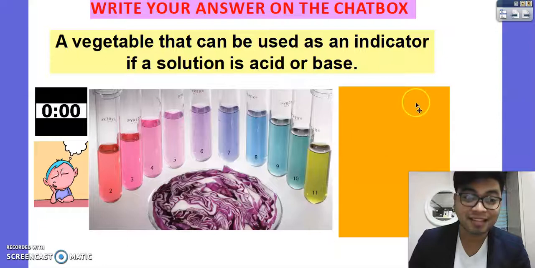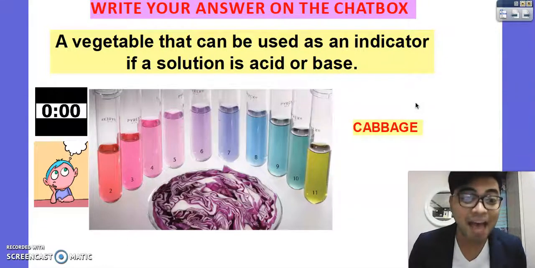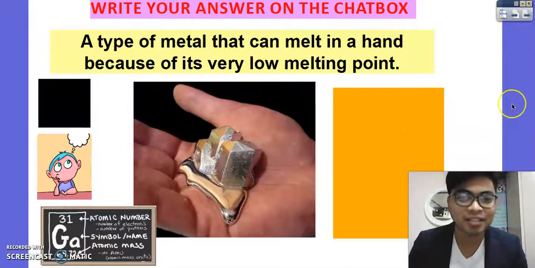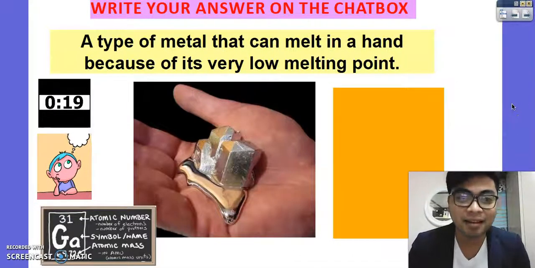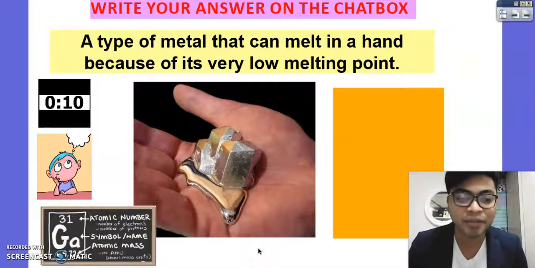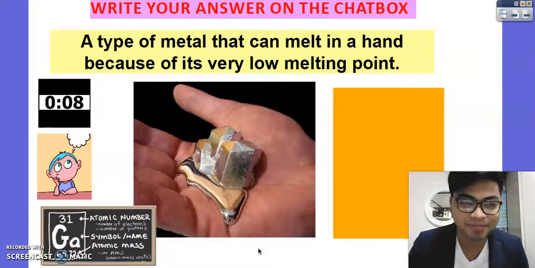Time is up. Let's see. It's cabbage. Did you get it correctly? Nice. Next question. It's a type of metal that can melt in a hand because of its very low melting point. You have the clue here. The symbol is Ga and it's number 31 in the periodic table.